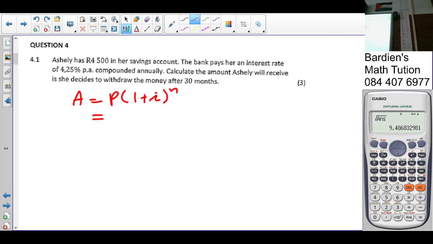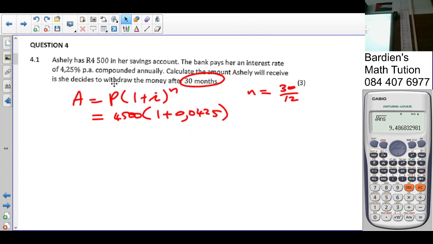What's the principal value? 4,500 into 1 plus 0.0425 to the exponent 30 months. But remember, the n is your time in years. So how many years is this? It's 30 over 12, which is 2.5 years. You all agree with that?